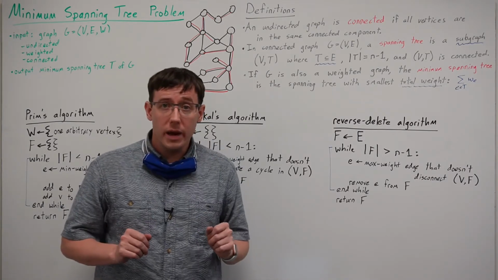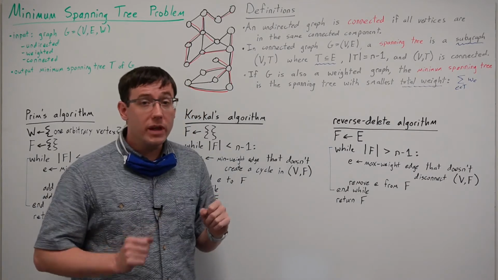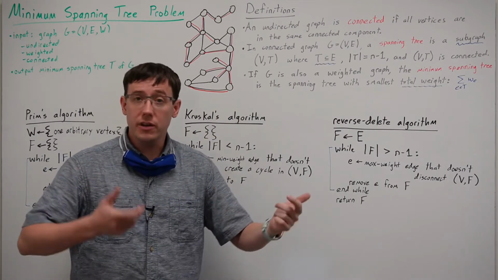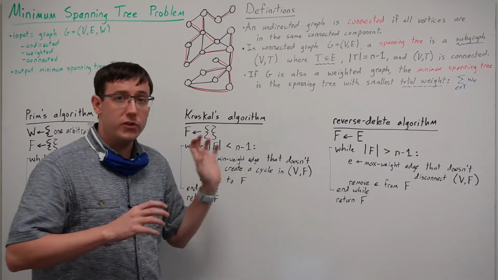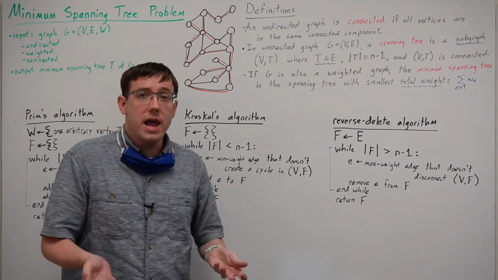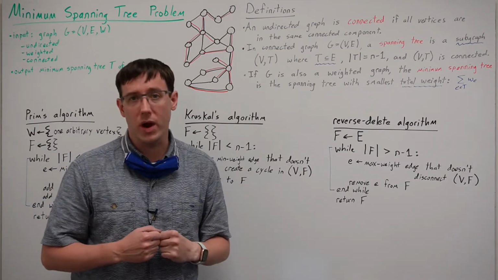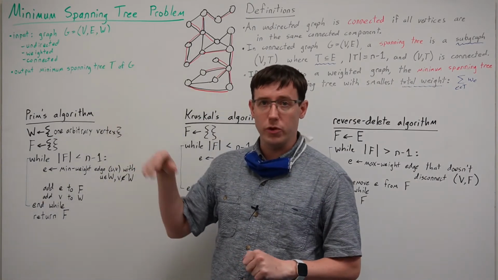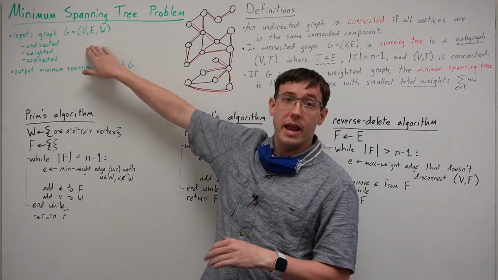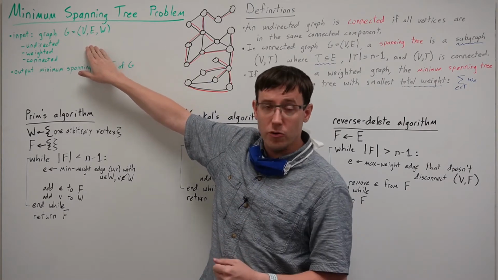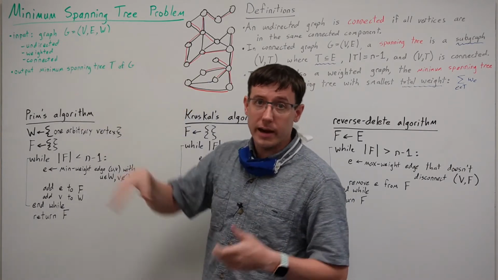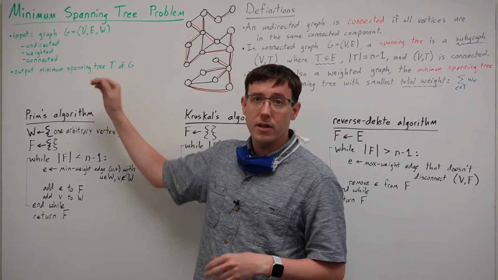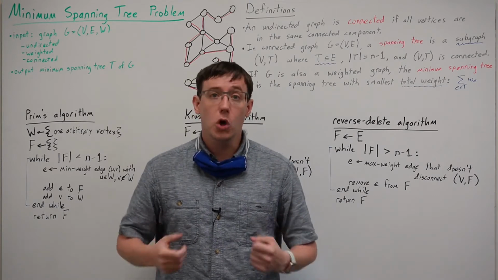And now that we know what a spanning tree is, we can think about if this graph had edge weights, we could consider among the different possible spanning trees of the graph, which one has the lowest sum of weights. And this leads us to the minimum spanning tree problem, where we are given a weighted, undirected graph that is connected, and our goal is to find the spanning tree of the graph that has the minimum total weight.